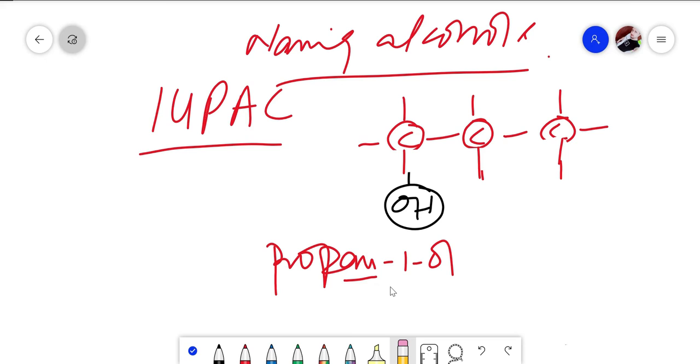If I shift this hydroxy group to the second carbon, then you will see that it's giving me a different name. So it is 2ol. You getting my point? If I shift the hydroxy group to this carbon, will it be 3ol? Will it be 3ol? No, sir.